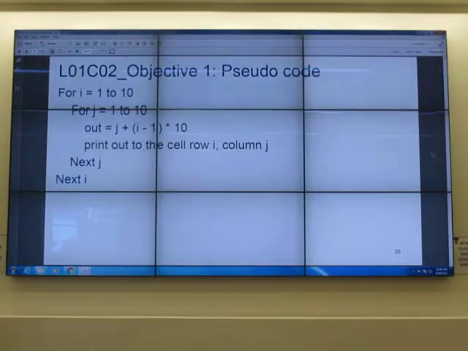The program just looks like this, right? So for I equal to 1 to 10, and I indent it. For J equal to 1 to 10. So I put the for loop of J inside the for loop of I. So I put out equal to the formula that we have early on. Then I print the result out.